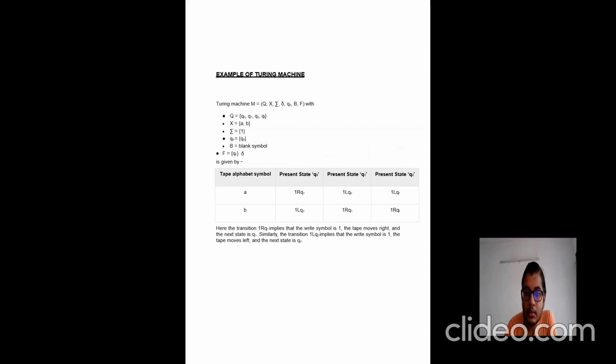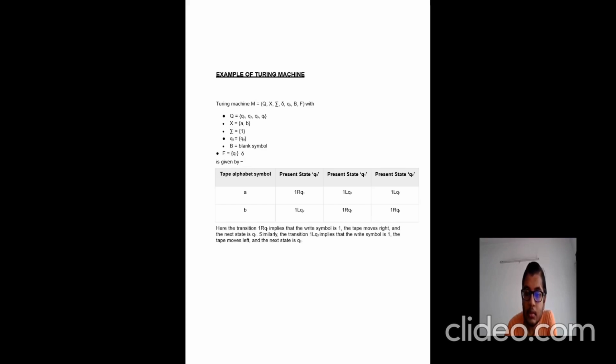So, the example of Turing machine. The Turing machine M is equal to Q, X, sigma, delta, Q0, B and F, with Q representing Q0, Q1, Q2 and Qf, X representing A and B, sigma representing 1, Q0 representing Q0, B is the blank symbol and F representing Qf, and delta is given by tape alphabet symbol A. Present state Q0 is 1R Q1, present state Q1 is 1L Q0, present state Q2 is 1L Qf. For the tape alphabet symbol B, present state Q0 is 1L Q2, present state Q1 is 1R Q1 and present state Q2 is 1R Qf.